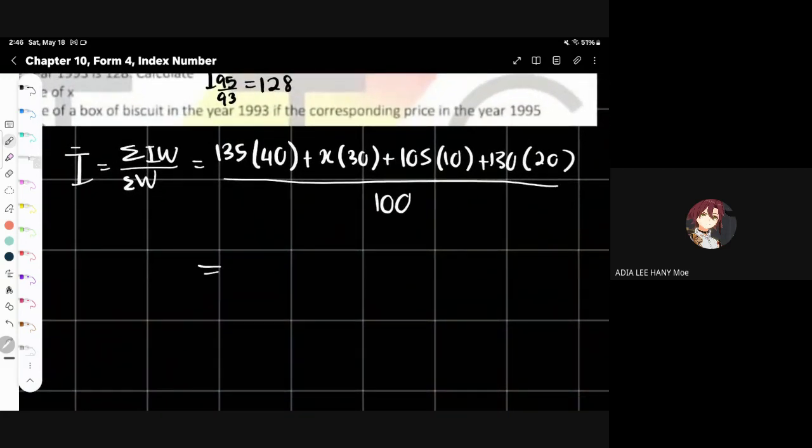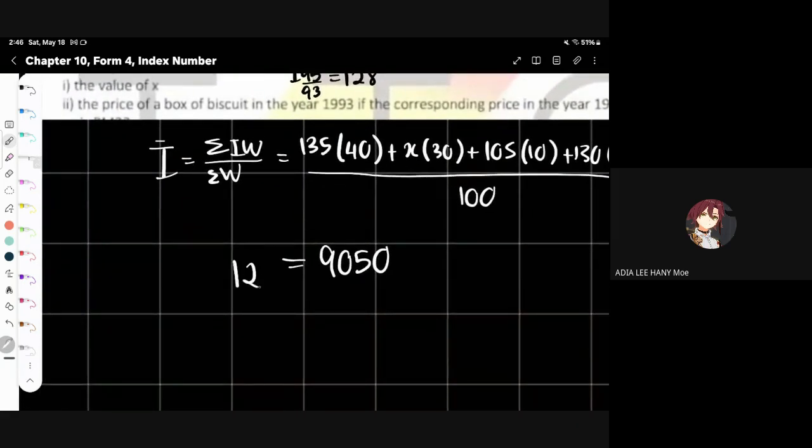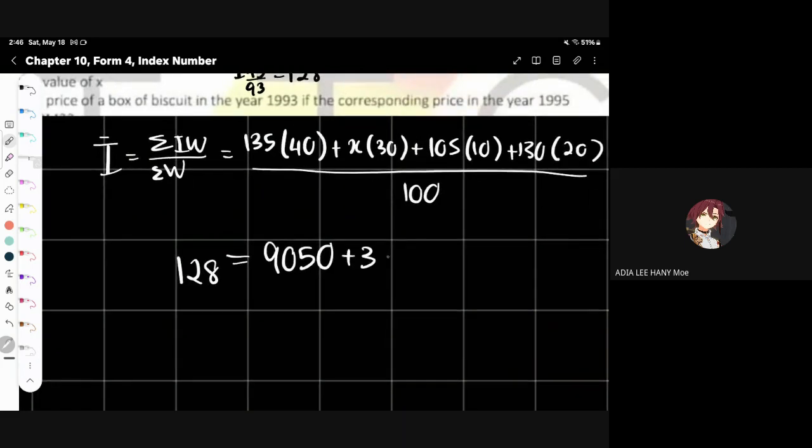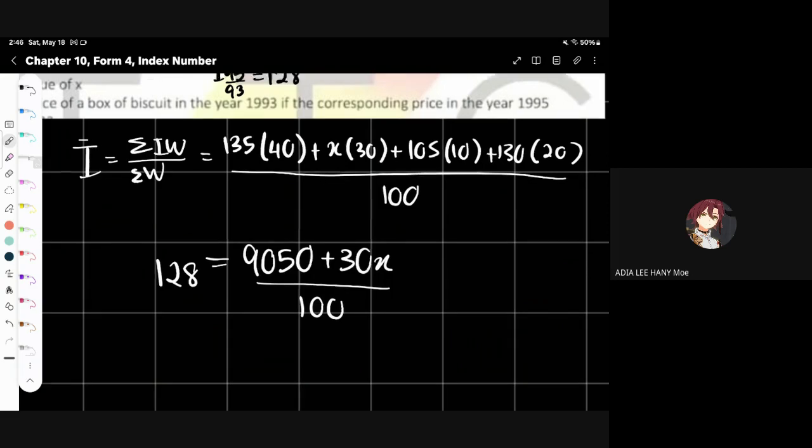So you can solve this normally, okay? Just solve normal. So it should be 135 times 40 times 20. So this should be 950, and this say 128, right? 128 plus 30x over 100. It should be that one, right? Basically, I just times all the ones that are not involved with x. Let me calculate again. I'm worried I'm getting a different answer here. Yeah, correct.